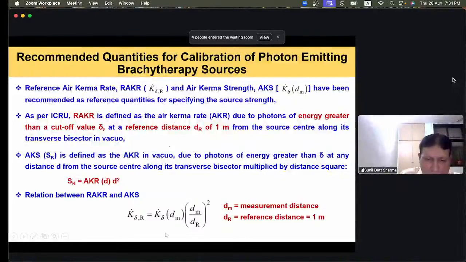So if you apply this inverse square correction factor, you can convert from measured air kerma strength to reference air kerma rate, or vice versa is also true.